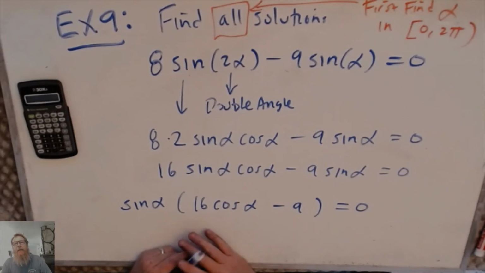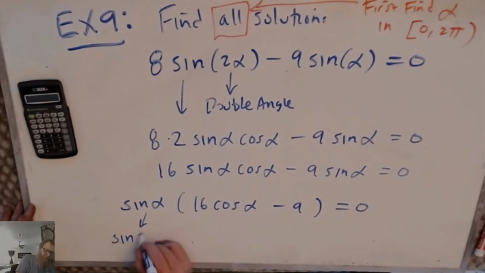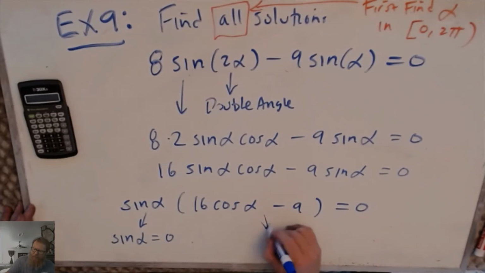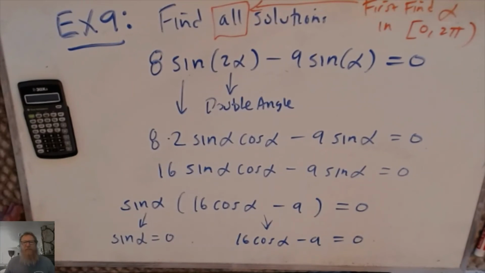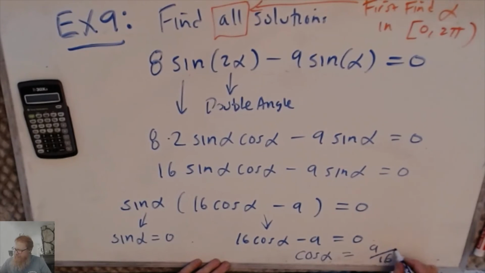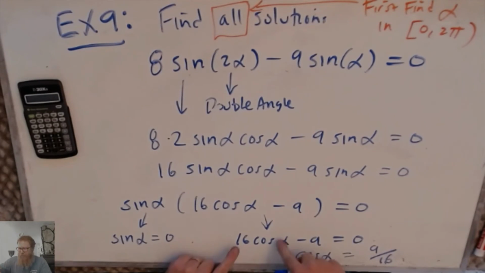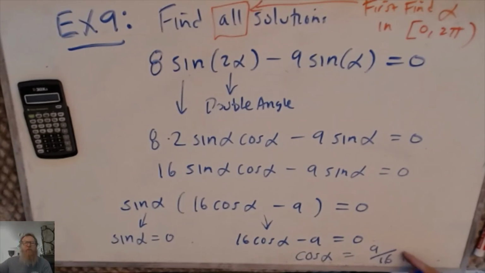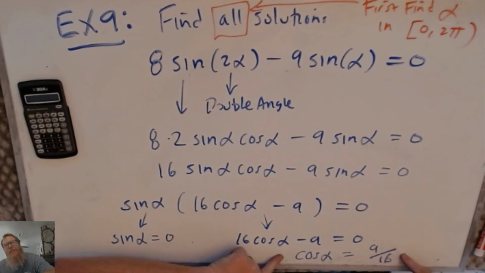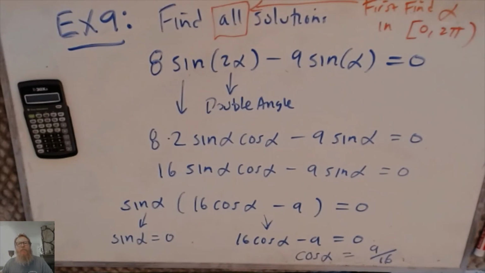Okay. Split these up. Sine alpha is 0. And 16 cosine alpha minus 9 is 0. Or in other words, cosine is 9/16. Just moving the 9 and dividing by 16. You all know how to do that, right? Now make sure this is actually less than 1. If this is bigger than 1, or if it's smaller than -1, throw it out. It's extraneous. Well, we don't get to throw it out, do we? 9/16 is good. It's not less than 1. All right.